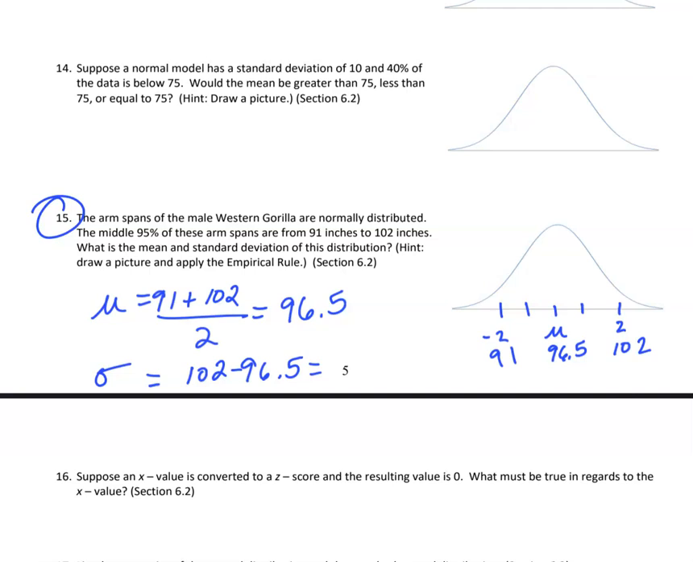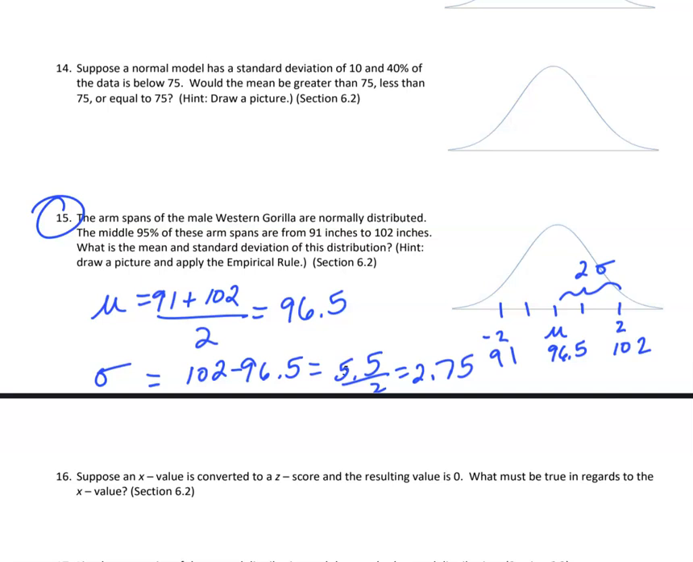Let me see, 102 minus 96.5. And so I'm getting 5.5. And notice that that's a span of 2 standard deviations. So you could divide that in half, and I get a sigma of 2.75.